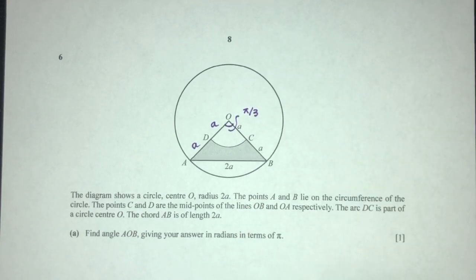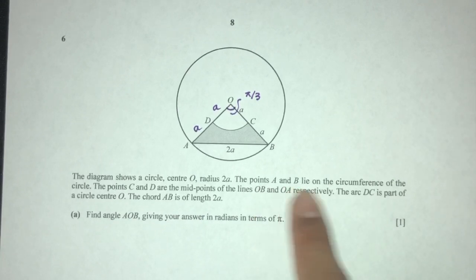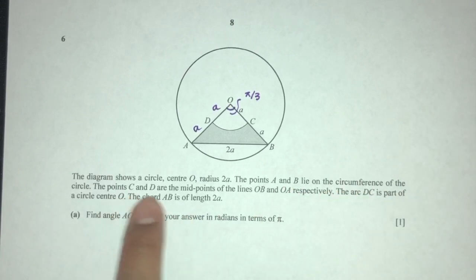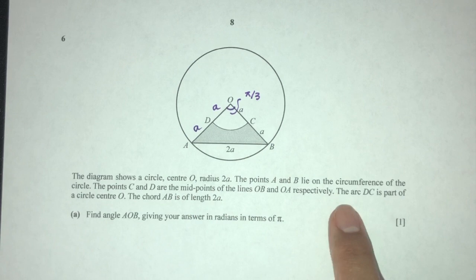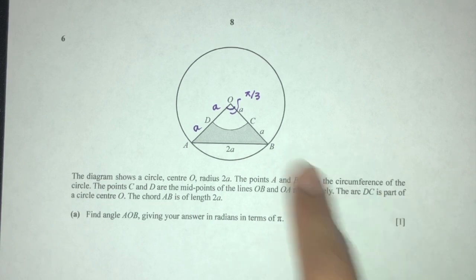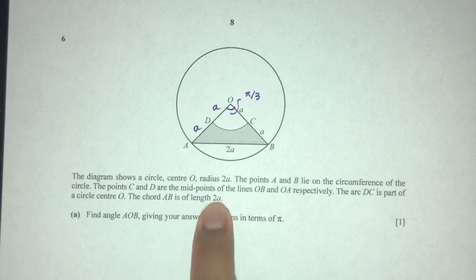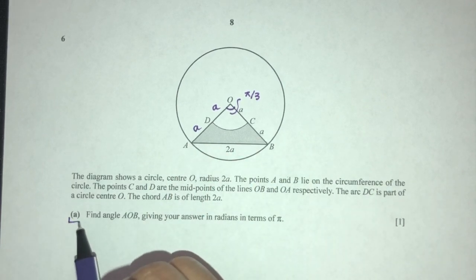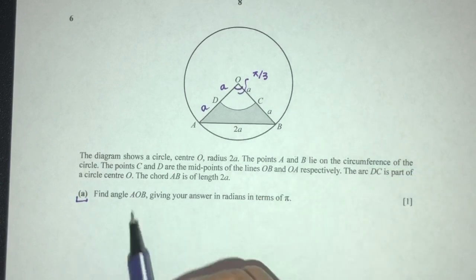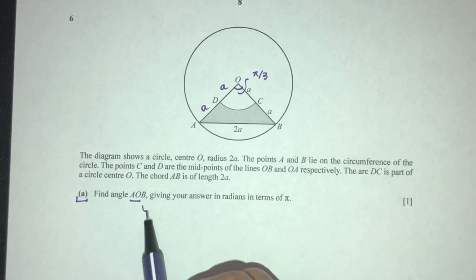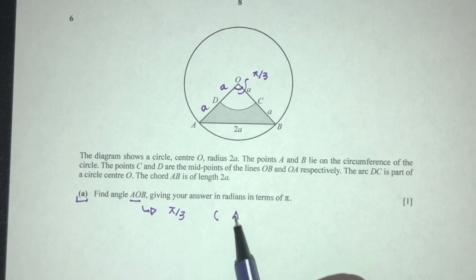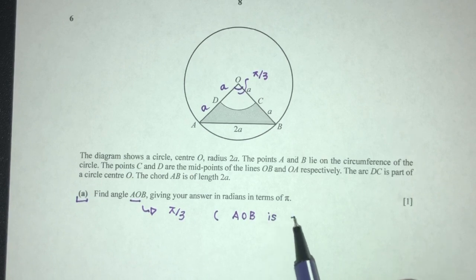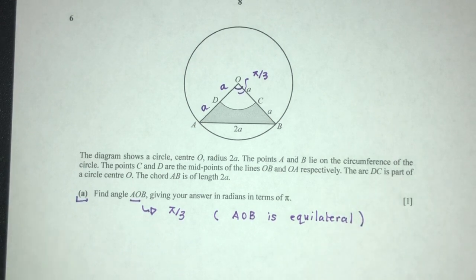Now what else do we need to know? So here we have the points A and B lie on the circumference of the circle. The points C and D are the midpoints of the lines OB and OA respectively. The arc DC is a part of the circle center O right here, and the chord AB is 2a right here. So part 1, we have to find the angle AOB. As we have seen, it is pi by 3, because we know that triangle AOB is an equilateral triangle. That's the reason why it will be pi by 3.